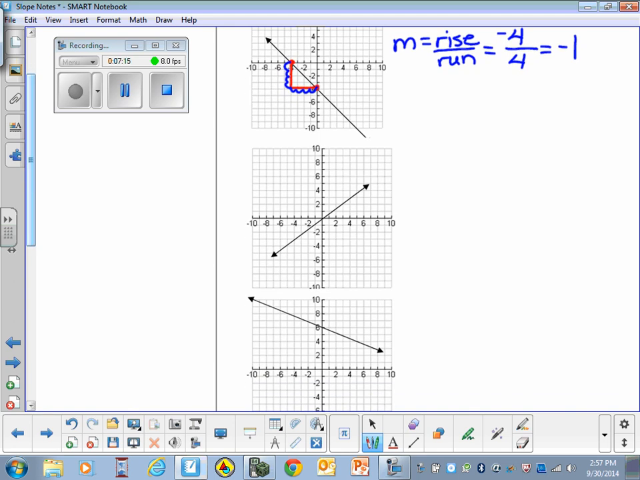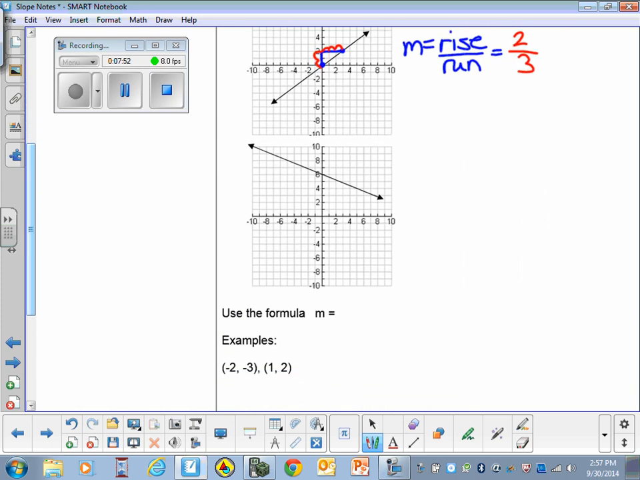Let's try another one. I like the origin. It's a nice integral point. No, no, there's another good one. Connect in a right triangle. Slope equals rise over run. I'm going to count the spaces. 1, 2 up. 1, 2, 3 over. My line is going up to the right, so it's positive, and I can't simplify that fraction, so I'm done.